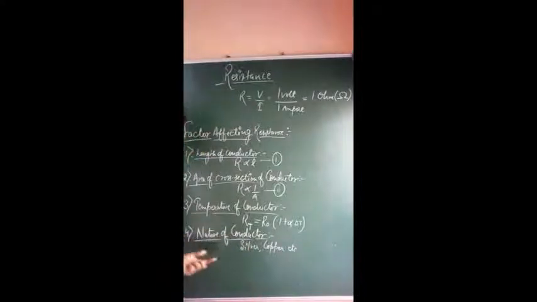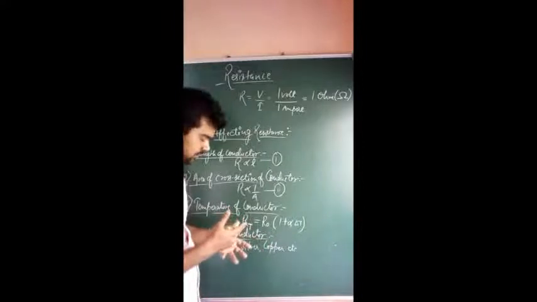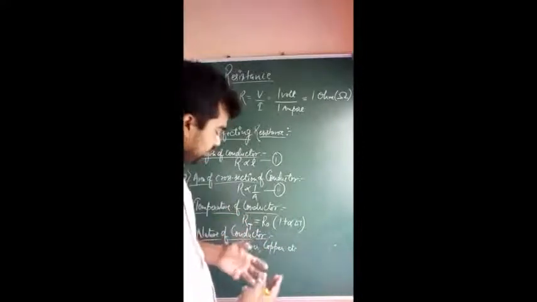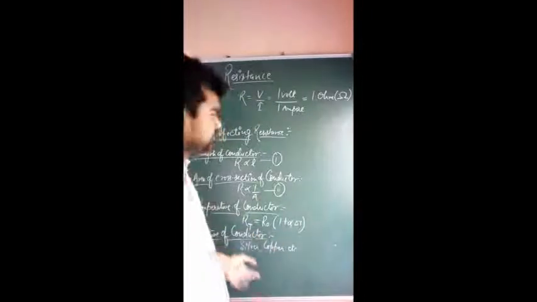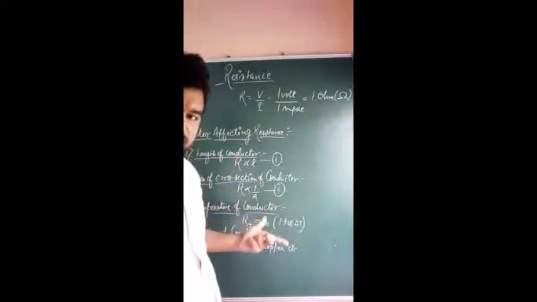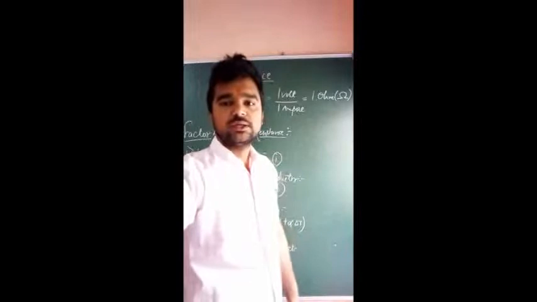And the fourth one is the nature of the conductor. It depends upon the nature of the wire, whether the wire is copper, aluminum, silver, etc. Any of these may be an example. So these are the factors affecting the resistance. This is done for the day. Next day we will continue with resistivity.